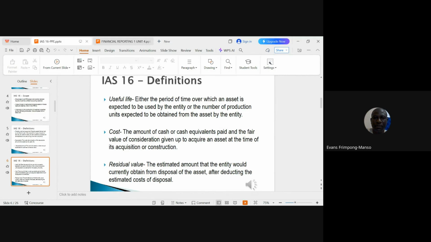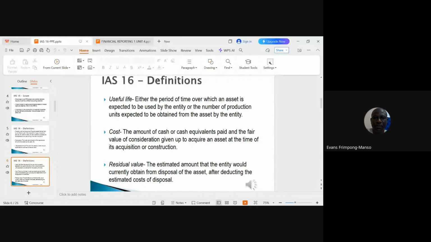When you also hear about cost here, the cost that we use in respect of property, plant, and equipment is the amount you pay to acquire that asset plus any other incidental expenses. I mean, any other expenses that you have incurred purposely to acquire the asset.